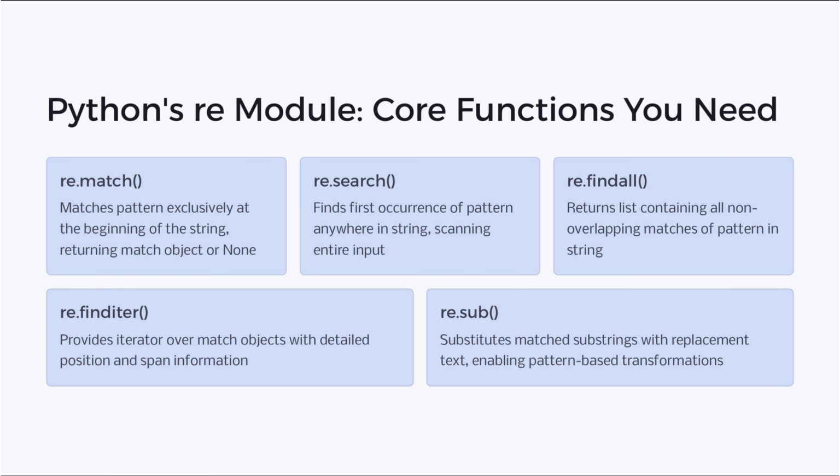Python's RegEx offers essential functions for pattern matching. re.match checks patterns at the string's start, while re.search scans for the first occurrence. re.findall lists all non-overlapping matches, and re.finditer provides detailed match objects. re.sub allows pattern-based text substitutions, facilitating complex string transformations.